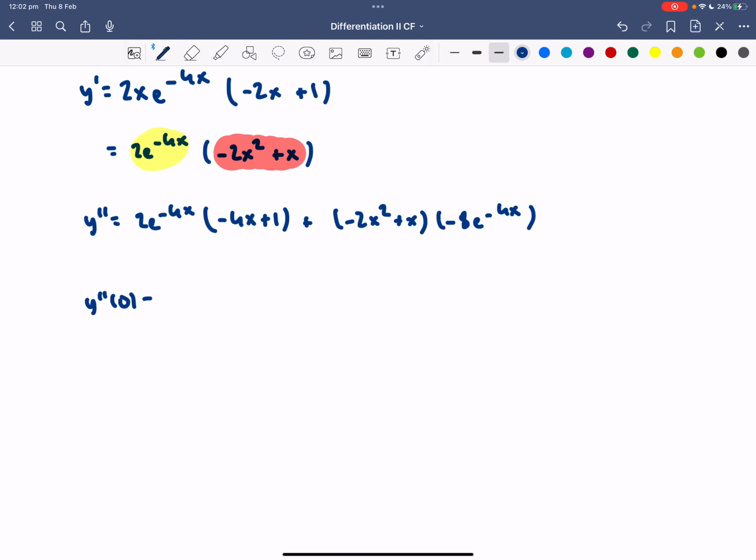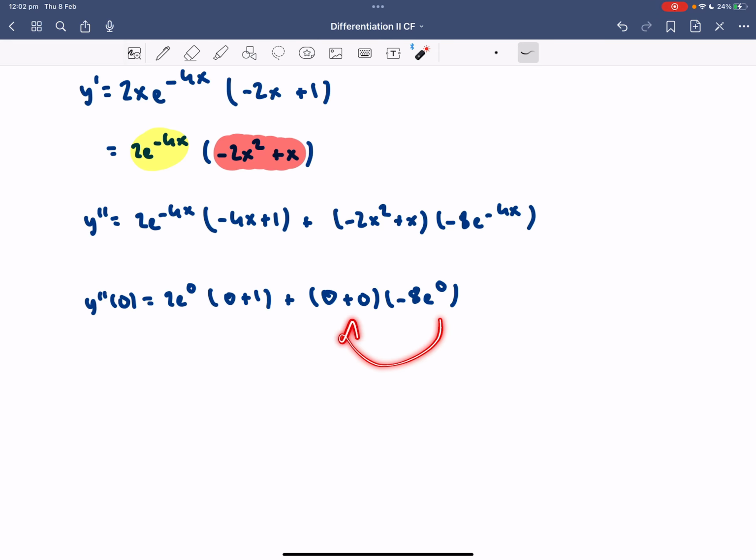So let's just sub 0 in. That would be 2e to the 0 times 0 plus 1, plus minus, that's just 0, plus 0, minus 8e to the 0. It doesn't matter. Anything times 0 is just 0. So this gives us just 2. Yep, just 2, because this is 1, this is 1, so we just get 2 plus 0, which is 2, which is a negative number, and therefore it is a max.